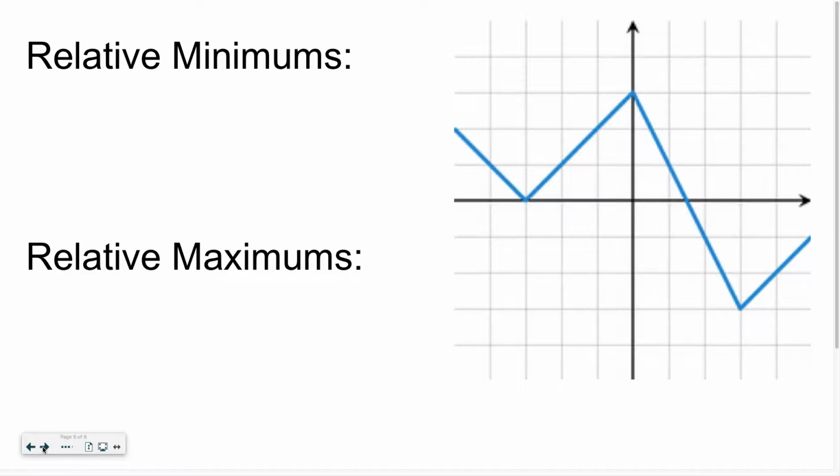Take 20 seconds, and at your pod, see if you can figure out which coordinates are relative minimums, which coordinates are relative maximums. What do you think? It's okay to be wrong. What do you think?